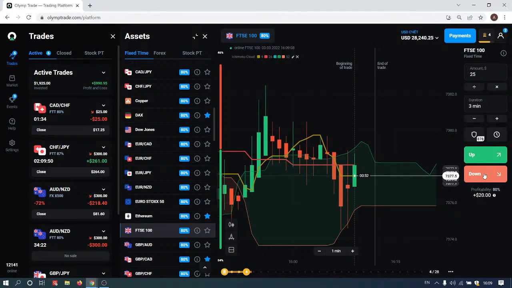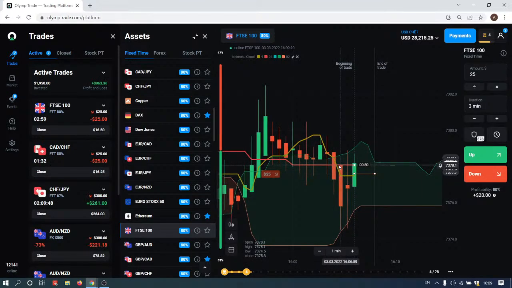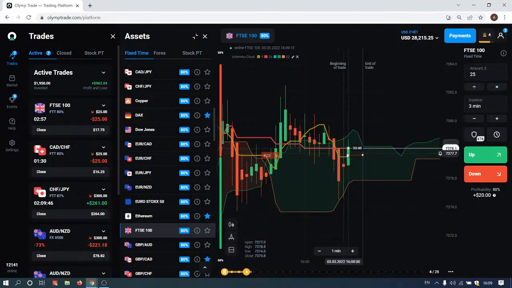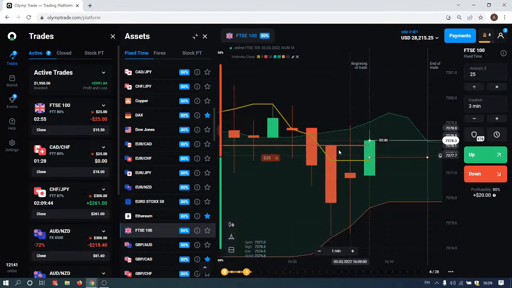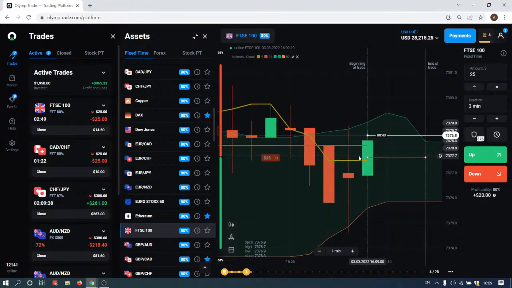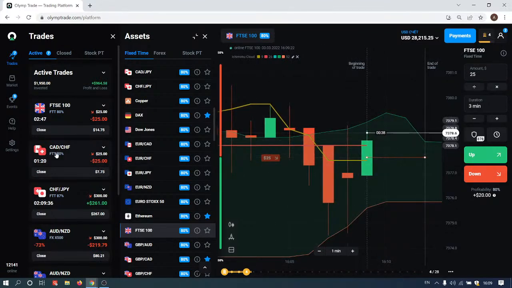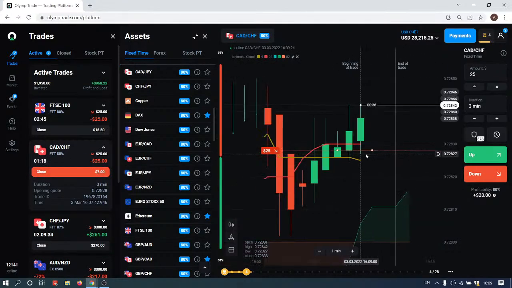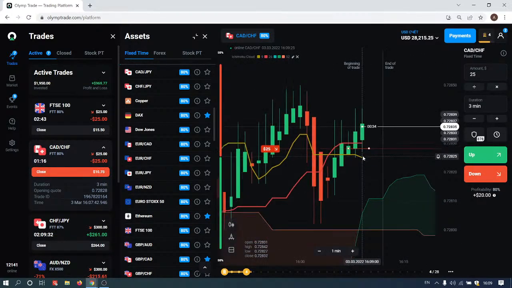I think it's not too late for a down trade here on FTSE, because maybe one candlestick ago, we saw this signal. So yeah, that's right. Wow.